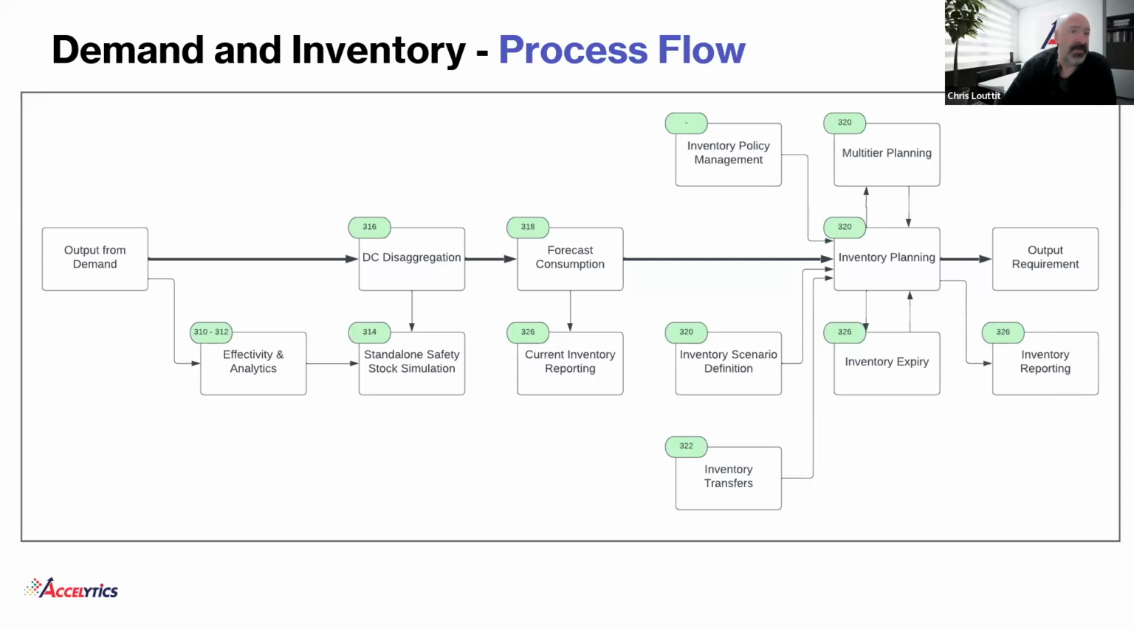There are also some optional parts in the process, like, for example, inventory expiry, which applies to companies that sell perishable products, but not necessarily to all companies. So there are some pieces that are more specific to certain types of companies.